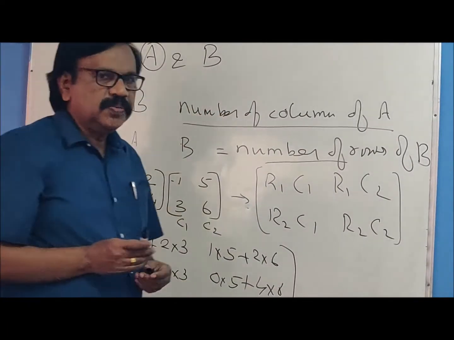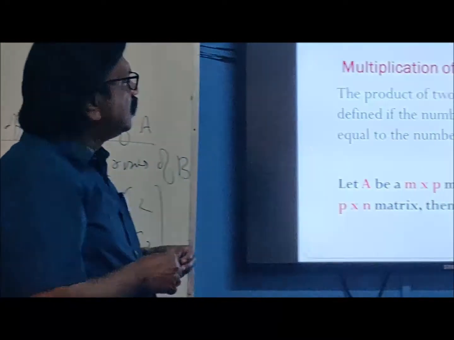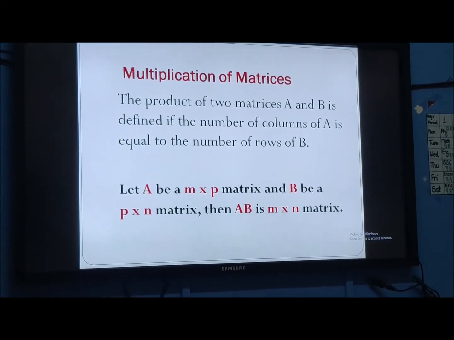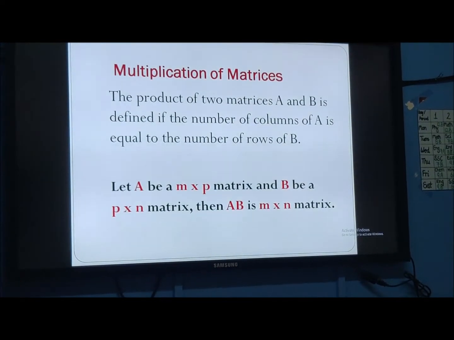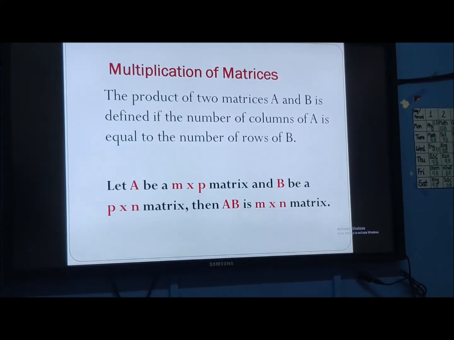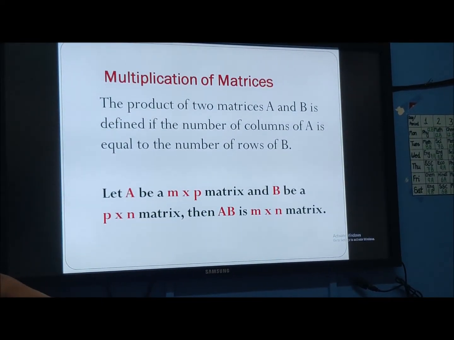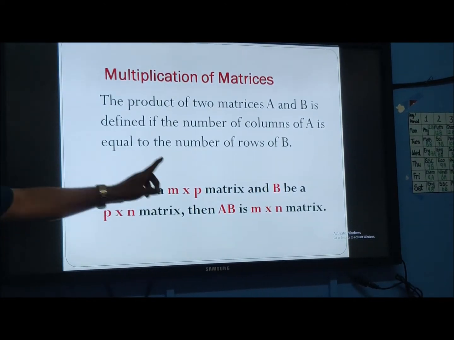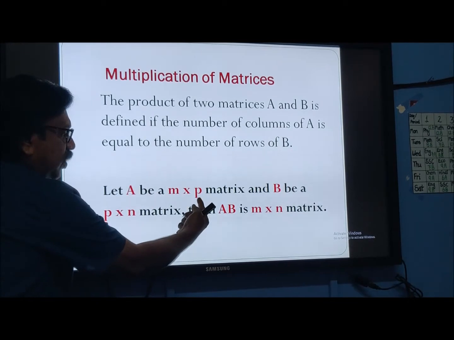You can see here also that the product of two matrices A and B is defined if the number of columns of A is equal to the number of rows of B. This is the condition that we will see through many examples also. If A is an m by p matrix and B is a p by n matrix, what is the number of columns of the first one? P.